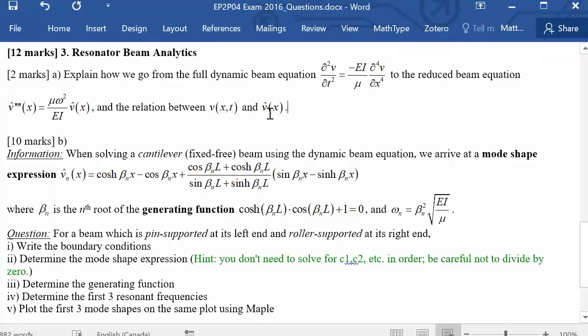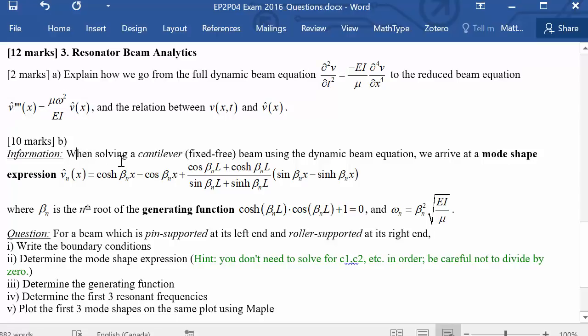So in other words, to close it out, you substitute a harmonic solution. You assume that V is equal to V hat times cos of omega t plus phi. Then by substituting that into here, this equation turns into this after you take the derivatives with respect to time and space and then cancel the cosines.